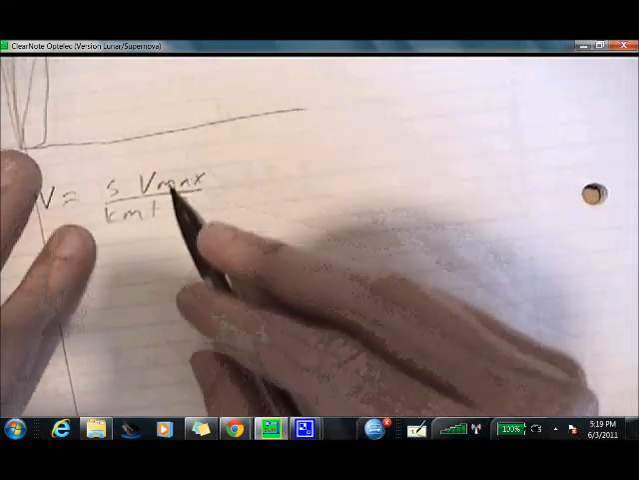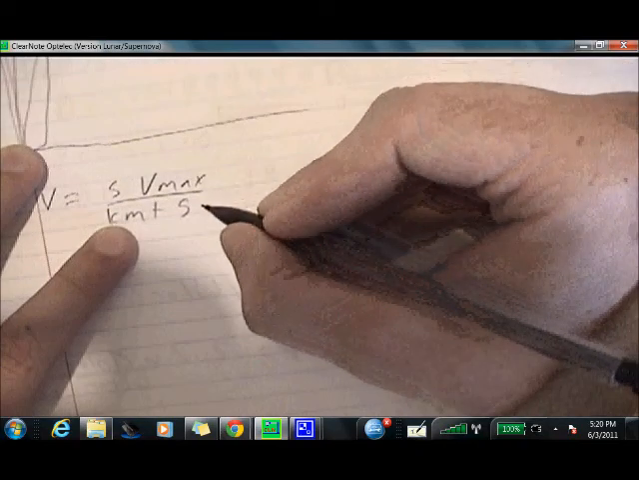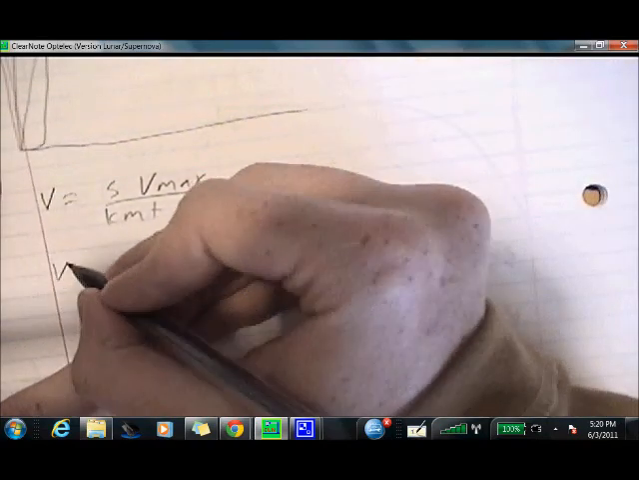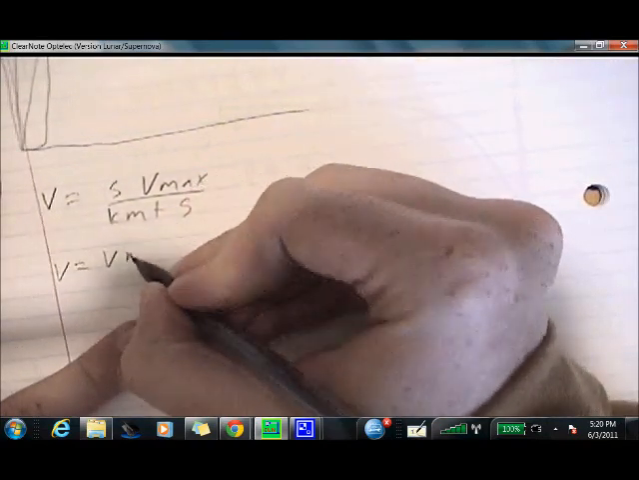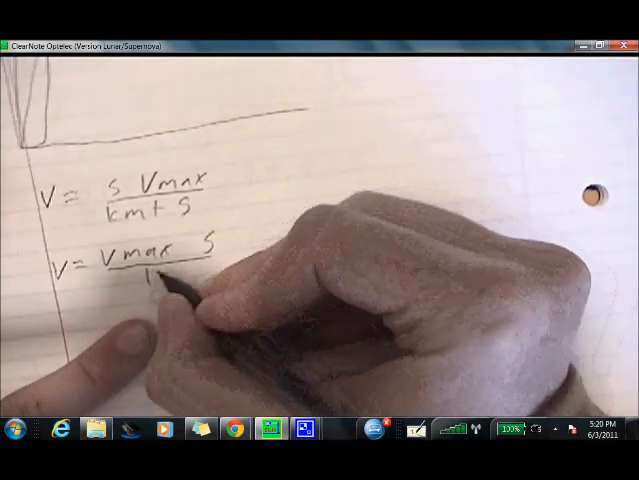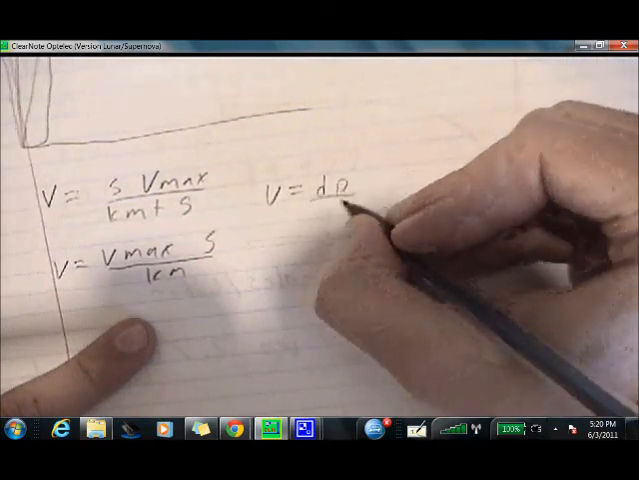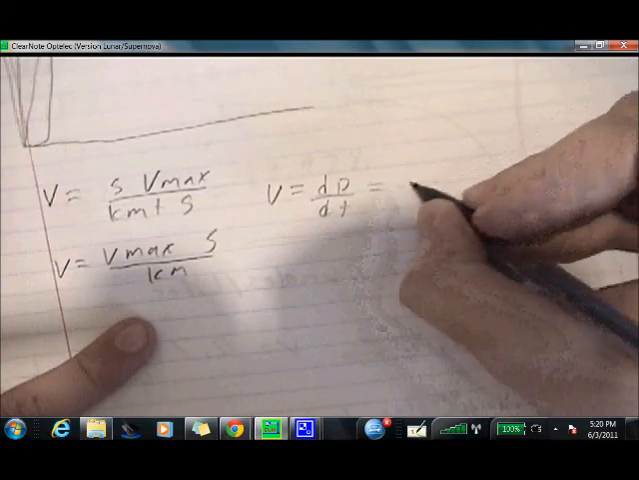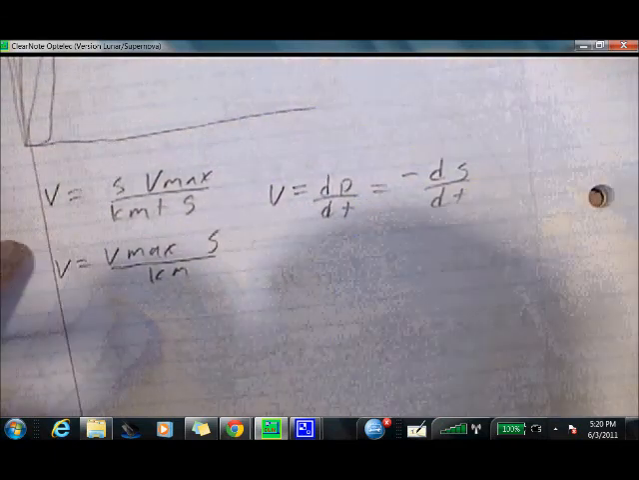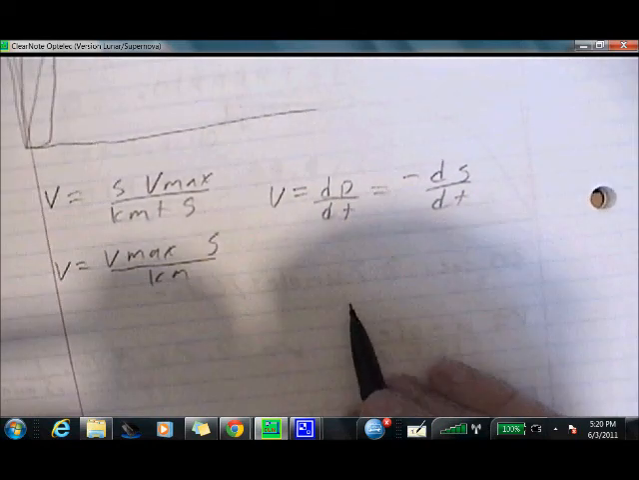Okay. Because Km is so much greater than S, S down here is going to go to 0, and you're going to be left with V equals V max S divided by Km. Velocity is equal to dp over dt, or it's also equal to negative ds over dt. So it's either equal to the appearance of product or the disappearance of substrate.